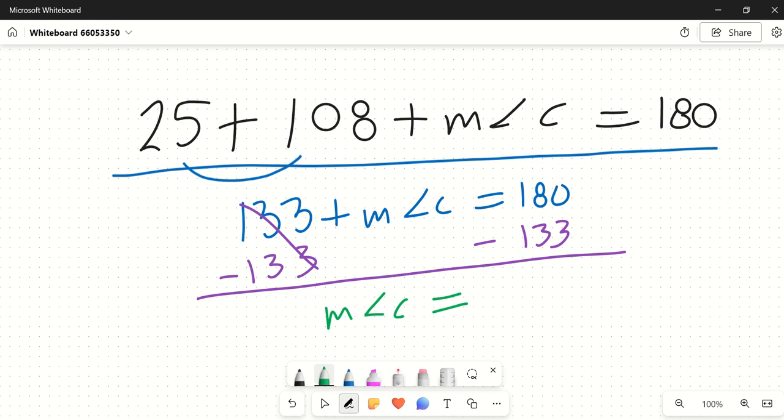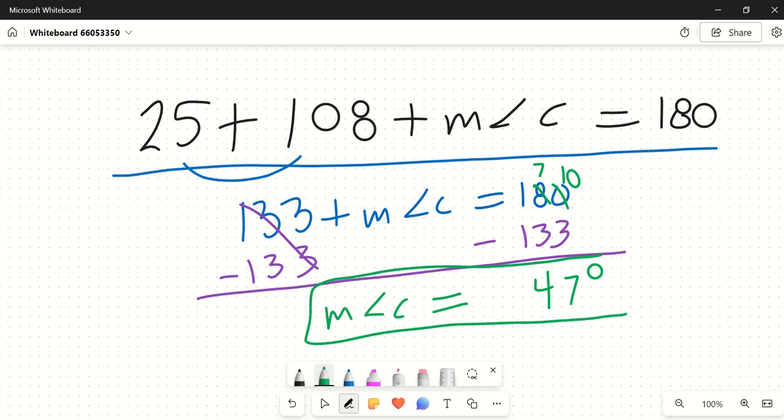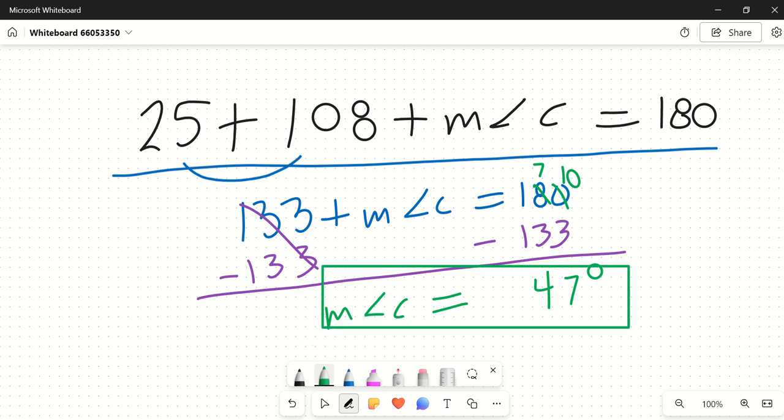Can I do 0 minus 3? Ladies and gentlemen, what do I need to do? Borrow. This will become 7. This will become 10. 10 minus 3 is? 7 minus 3 is? 1 minus 1 is? So the measure of angle C should equal 47 degrees. That's all my work. I wrote out the answer correctly with measure of angle C and 47 and degrees. So make sure that this is how you're doing your homework.